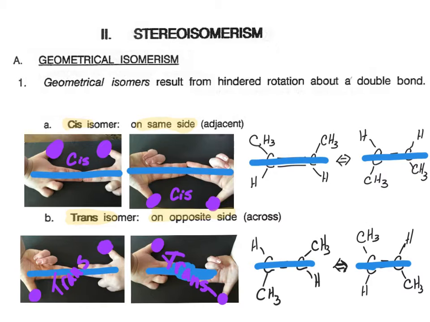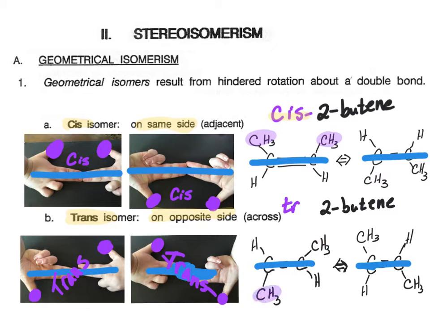Since these are isomers, that means that they are different compounds, and so they will be named differently. For example, this one would be called cis-2-butene, and this one would be called trans-2-butene. So the name is basically the same, but we're just changing the part that says if it's cis or trans.